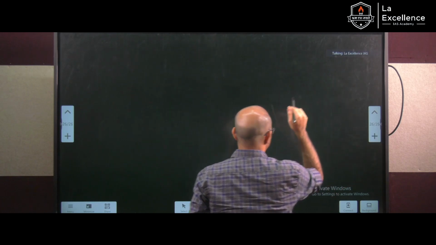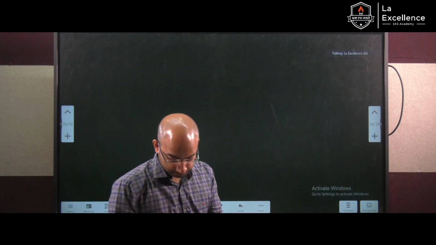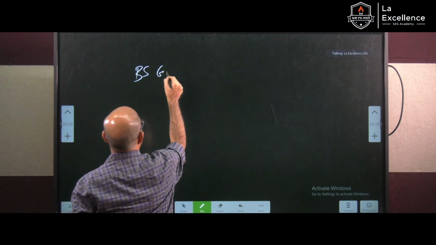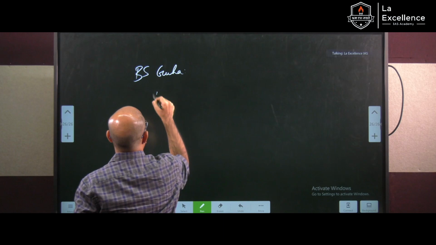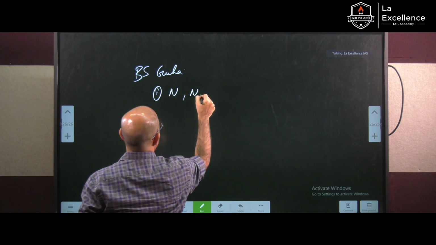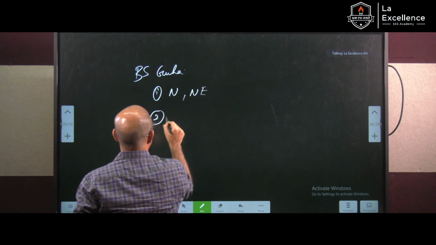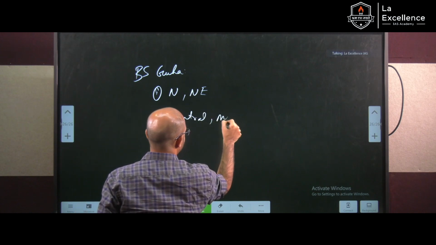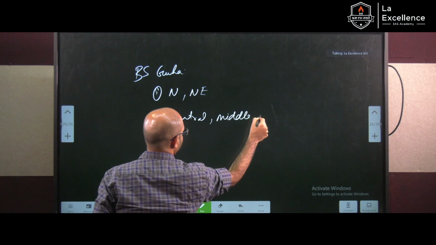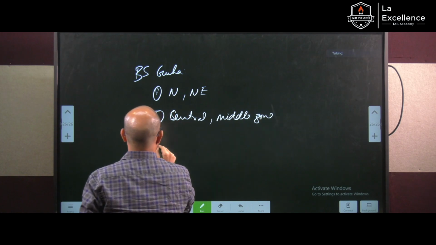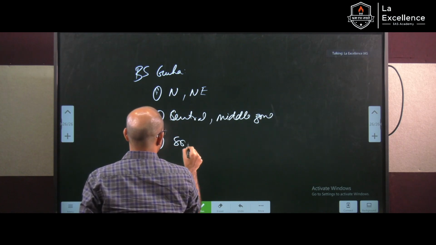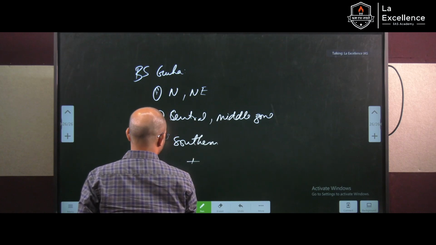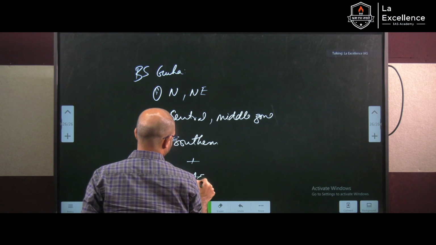So B.S. Guha said we can break down Indian tribes geographically into north, northeastern, central and middle zone, and third southern zone. He gave these three. On top of this, what he misses is a fourth zone, that is the Andaman and Nicobar Islands.